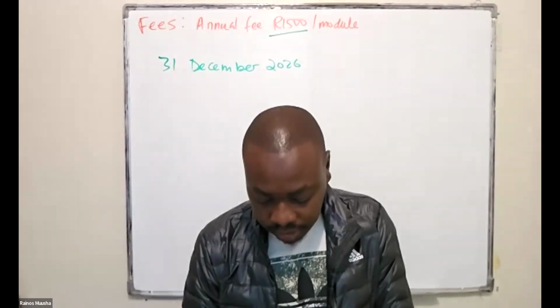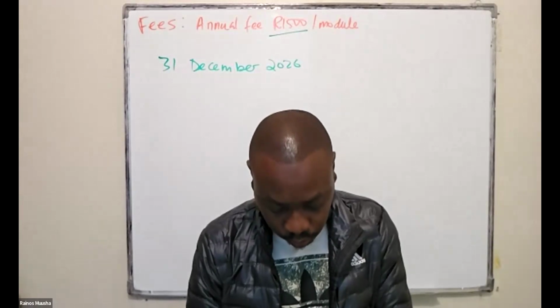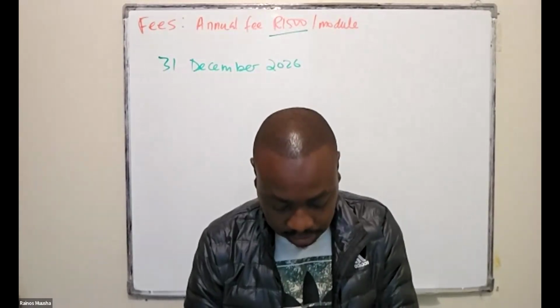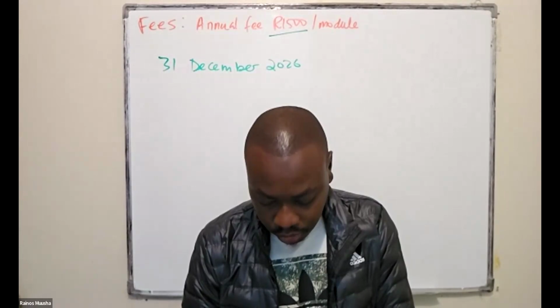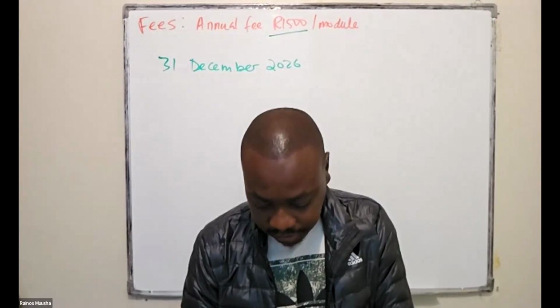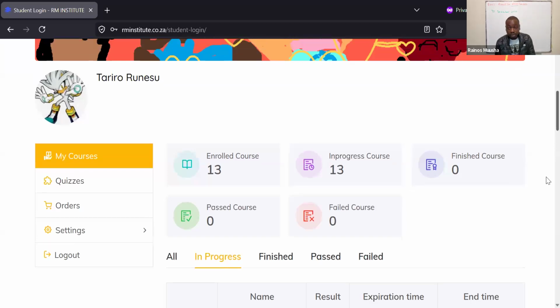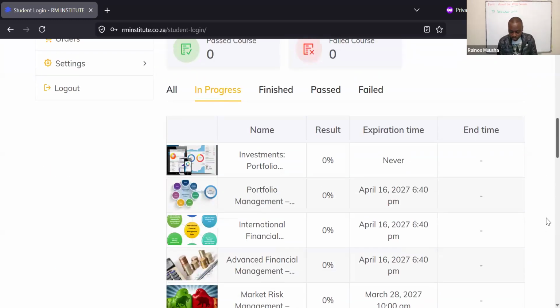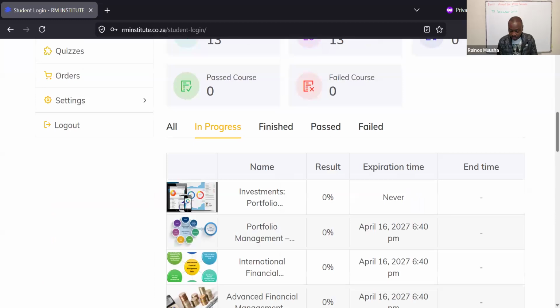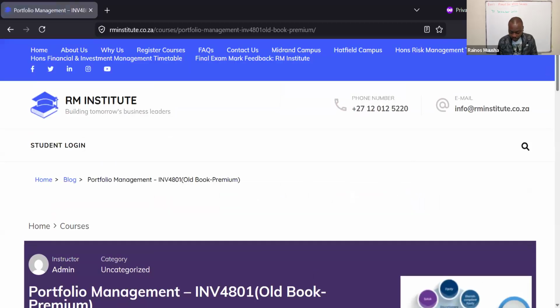Now, once you are logged in, you will be able to access the material as well. On your dashboard, under my courses, it shows you the list of modules that you are registered for. So if you click on INV4801, you will be able to access this.